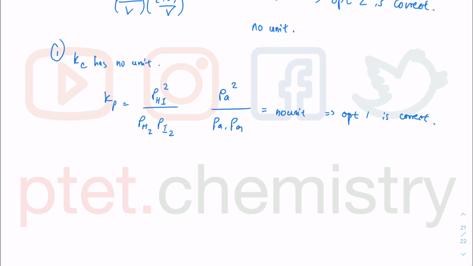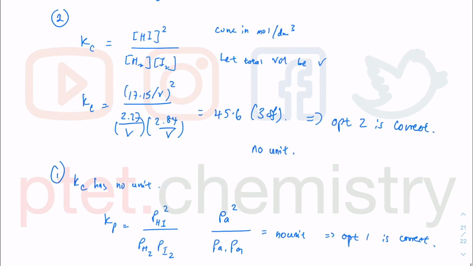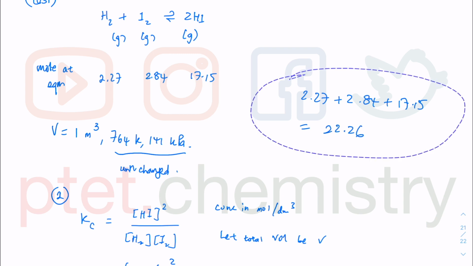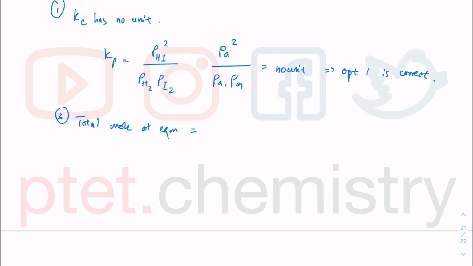The other question really is, how about option 3? Do I really need to work out what this one means? So the total mole at equilibrium. So far we have just worked out the value of Kc. I'm going to work out the value of Kp now. Total mole at equilibrium is going to be 2.27 plus 2.84 plus 17.15. That gave me 22.26. So this is total mole. I'm going to cut that and paste it down here.